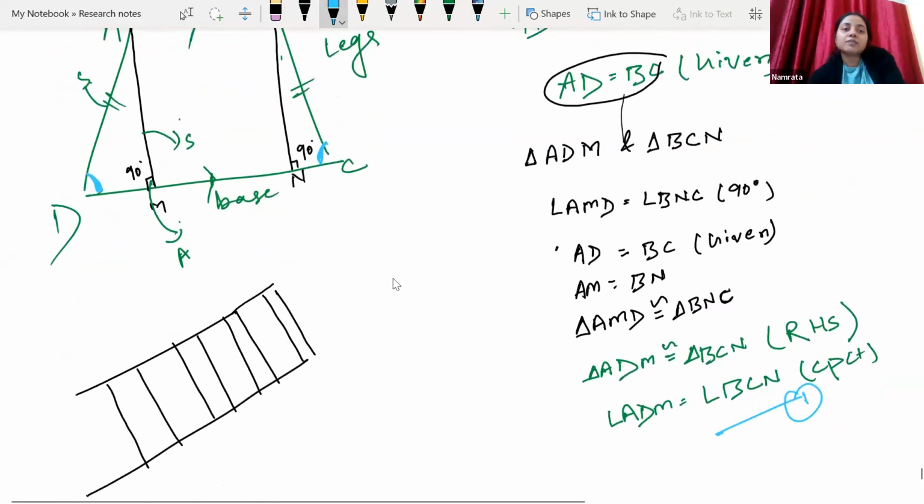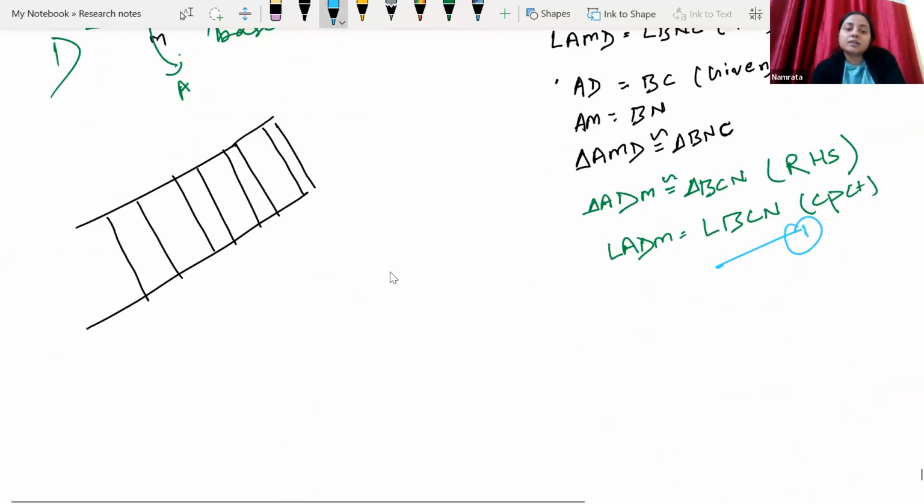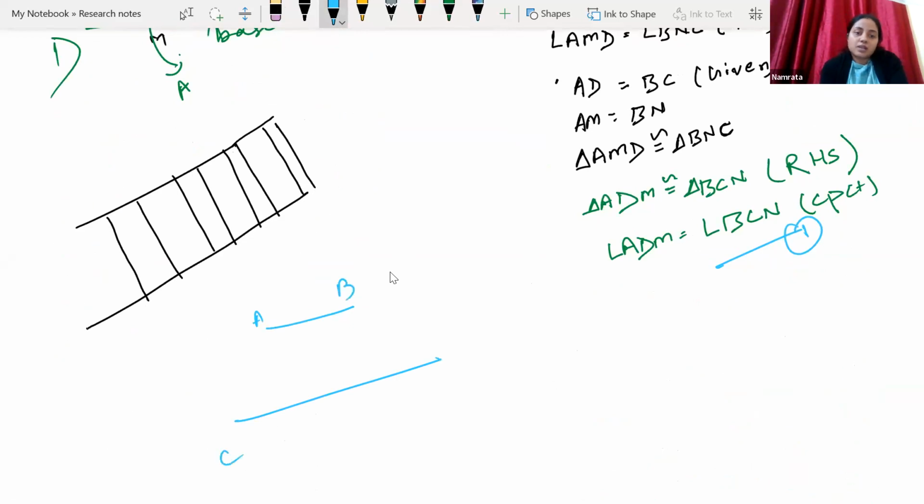Now, if AB and CD are parallel lines, and there is a line like this, can we say the sum of this angle and this angle will be 180 degrees? Can we say? Yes, ma'am, it's a co-interior angle, or interior angle on the same side, right?